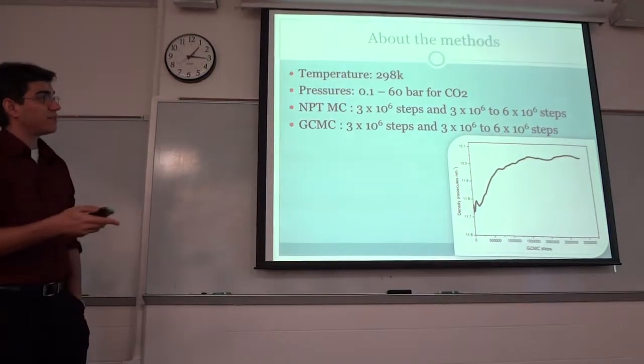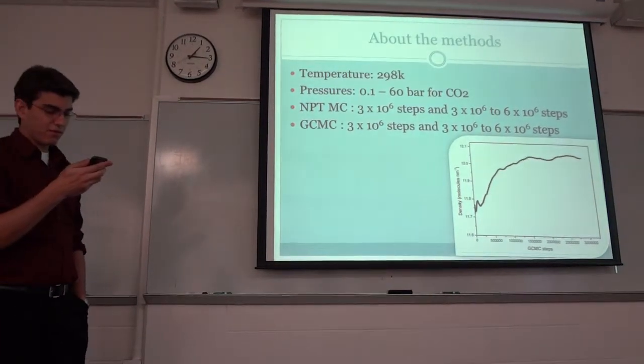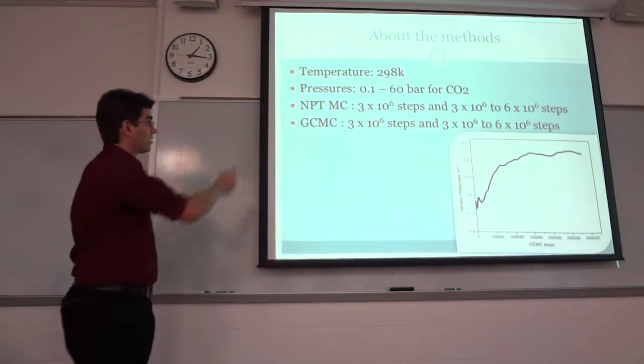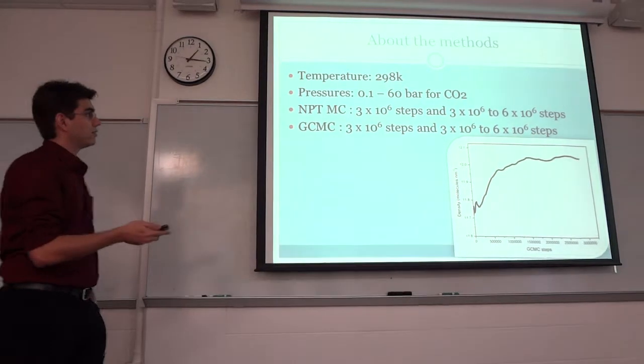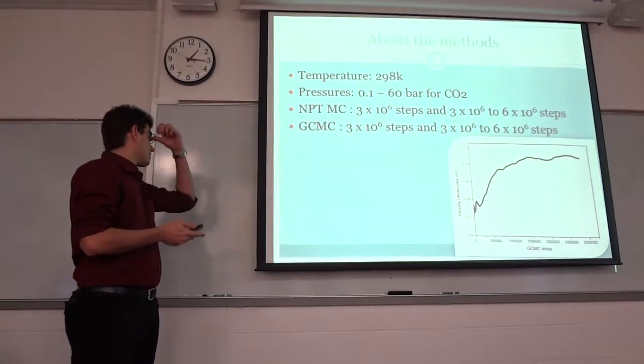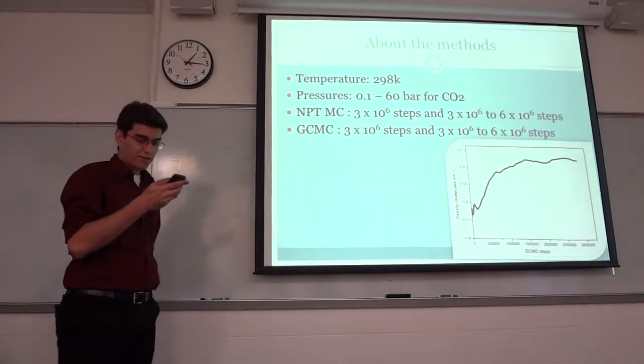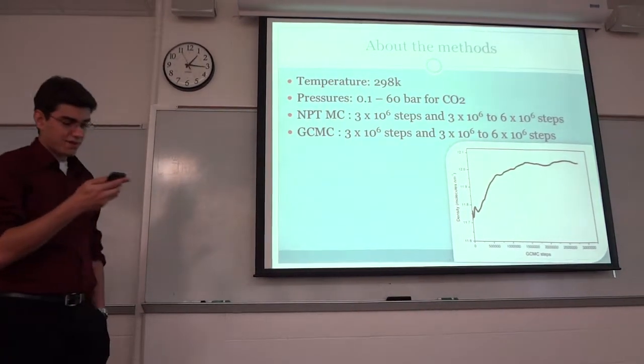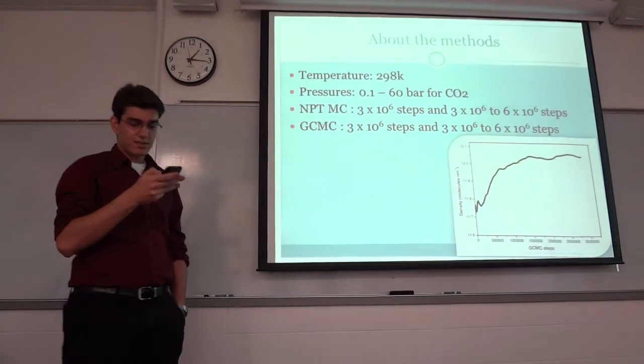3 to 6 million steps for calculation of the chemical potential. For grand canonical Monte Carlo simulation, they do the same: 3 million steps for calibration of the system, and then another 3 to 6 million to calculate the statistical average.